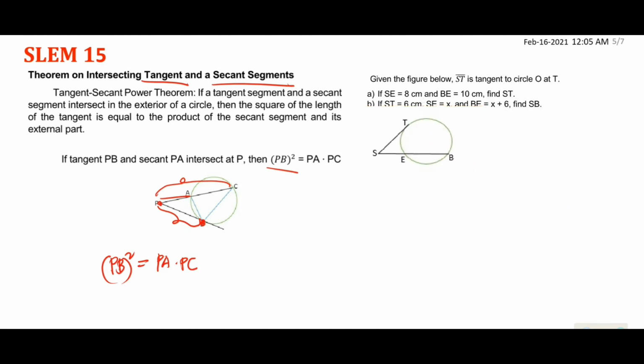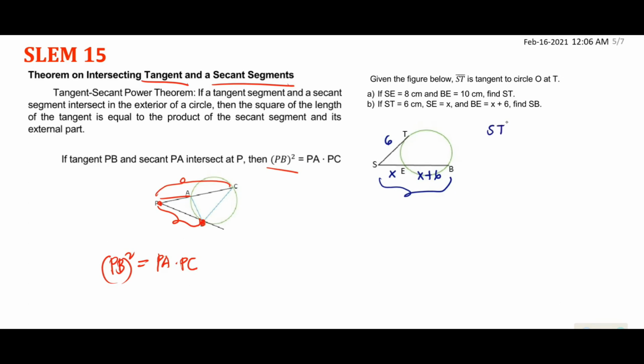So, let's have letter B. For letter B, ST is 6, SE is x, and BE is x plus 6. Ito, medyo mahirap-hirap to. Find SB. Bakit mahirap-hirap? Kasi puro variables. So, ganun lang ulit.